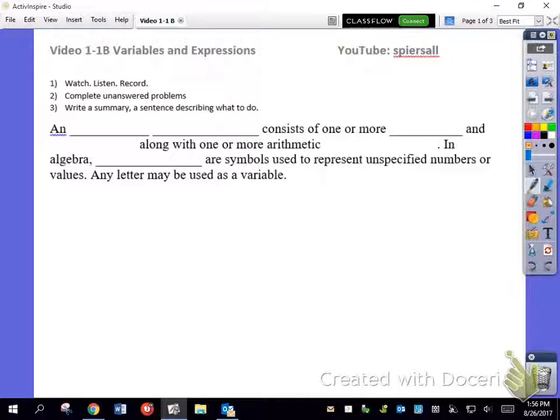Algebraic expression. Consists of one or more variables and numbers along with one or more arithmetic operations.